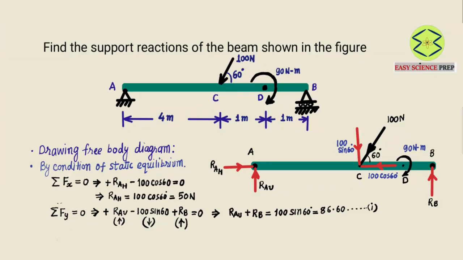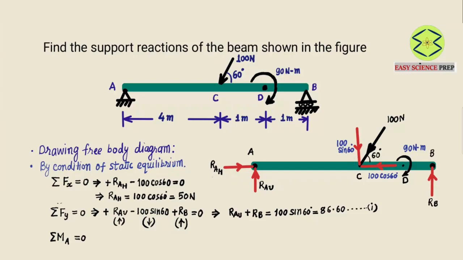So the third point would be summation of moments about point A equal to 0. Please remember, in this situation we have a sign convention. We follow clockwise moment. So when the beam rotates in the clockwise direction, we take it as positive moment, and if the beam rotates in the anti-clockwise direction, we take it as a negative moment. We are going to hold the beam at point A and apply the force.